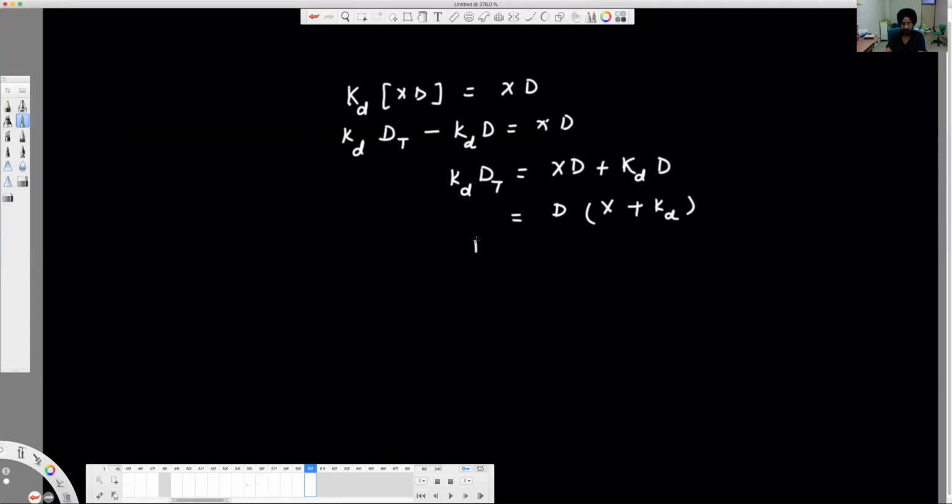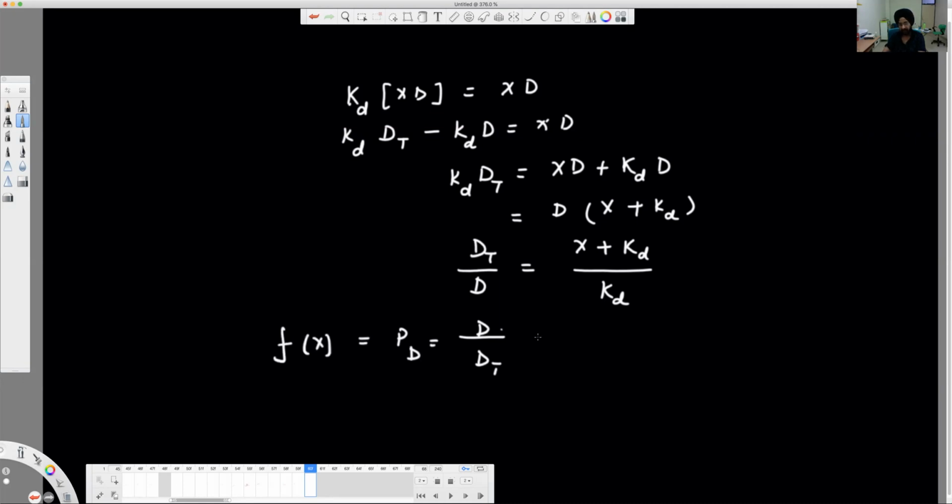Or we could write it as dt by d and take the Kd on the other side. Okay, so we got it already. So now we can write it, reverse it because we are interested in d by dt, which was nothing but Ed, which was nothing but f of x. This is going to be Kd. This is nothing but your Hill's equation, but let us simplify it further.